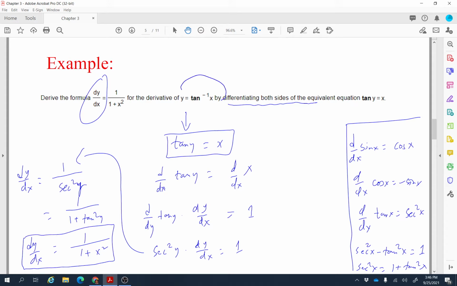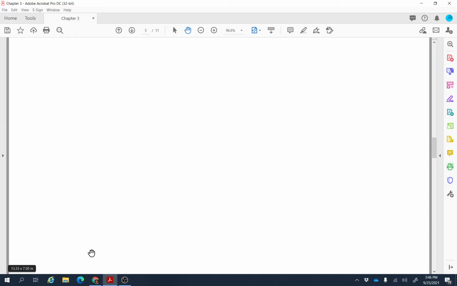That's why the derivative of y with respect to x is 1 over 1 plus x square. But what is y? y is tan inverse of x. So the derivative of tan inverse of x with respect to x is 1 over 1 plus x square. Okay, so that's the first formula. The derivative of tan inverse x is 1 over 1 plus x square. That's the first formula.